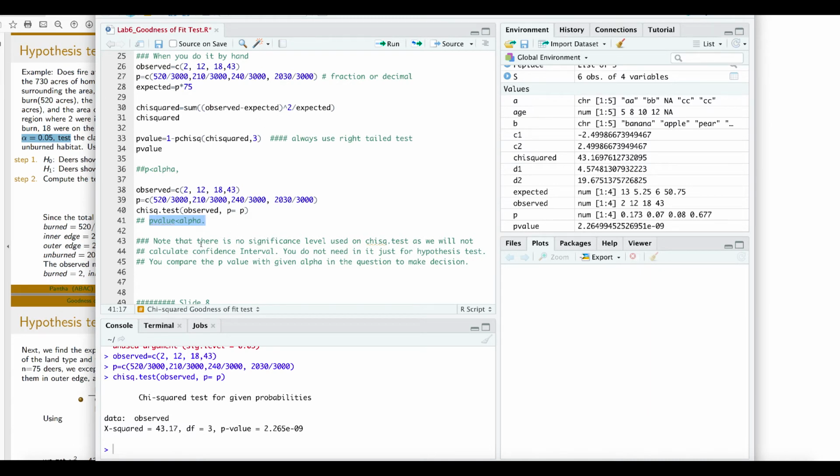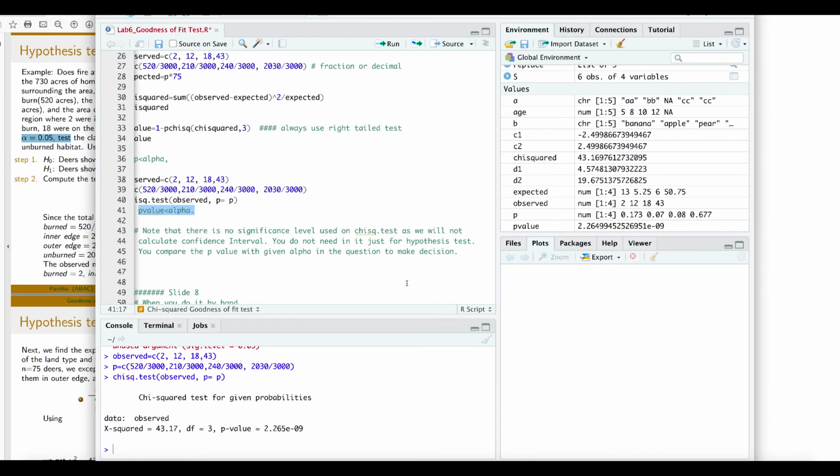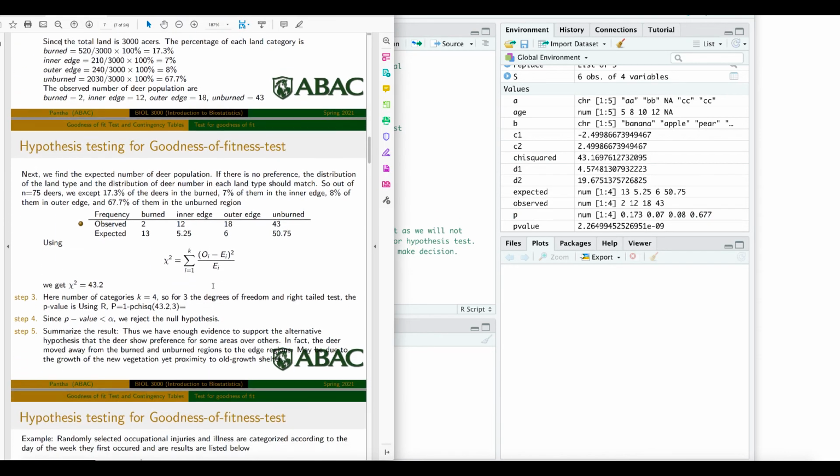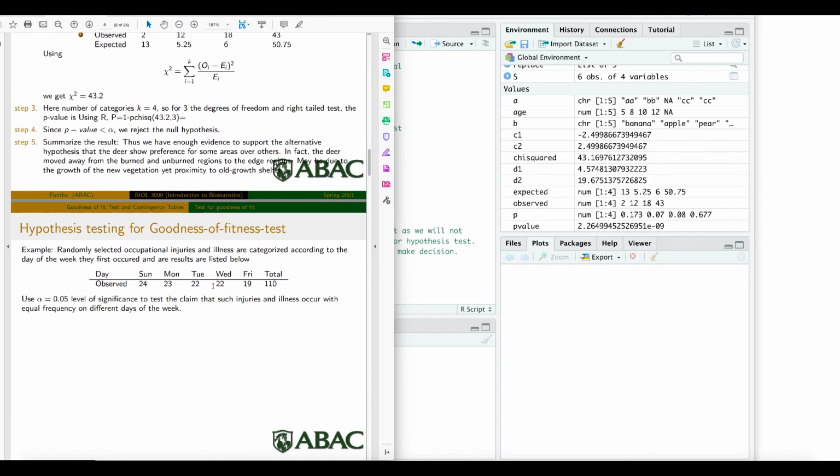Note that there is no significance level used in the chi-test, as we will not calculate a confidence interval. You do not need it just for a hypothesis test, okay? You compare the p-value with the given alpha in the question to make the decision. That's what it is saying. Okay, guys, so that was the hypothesis test for this second example.